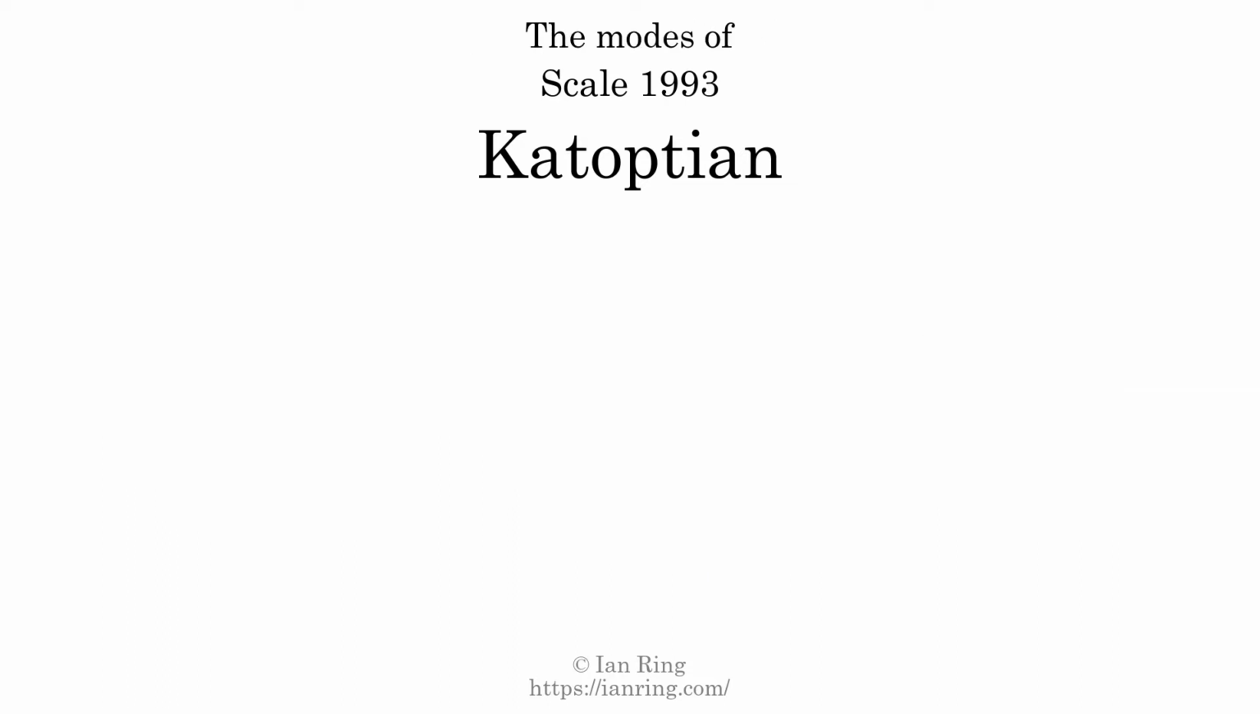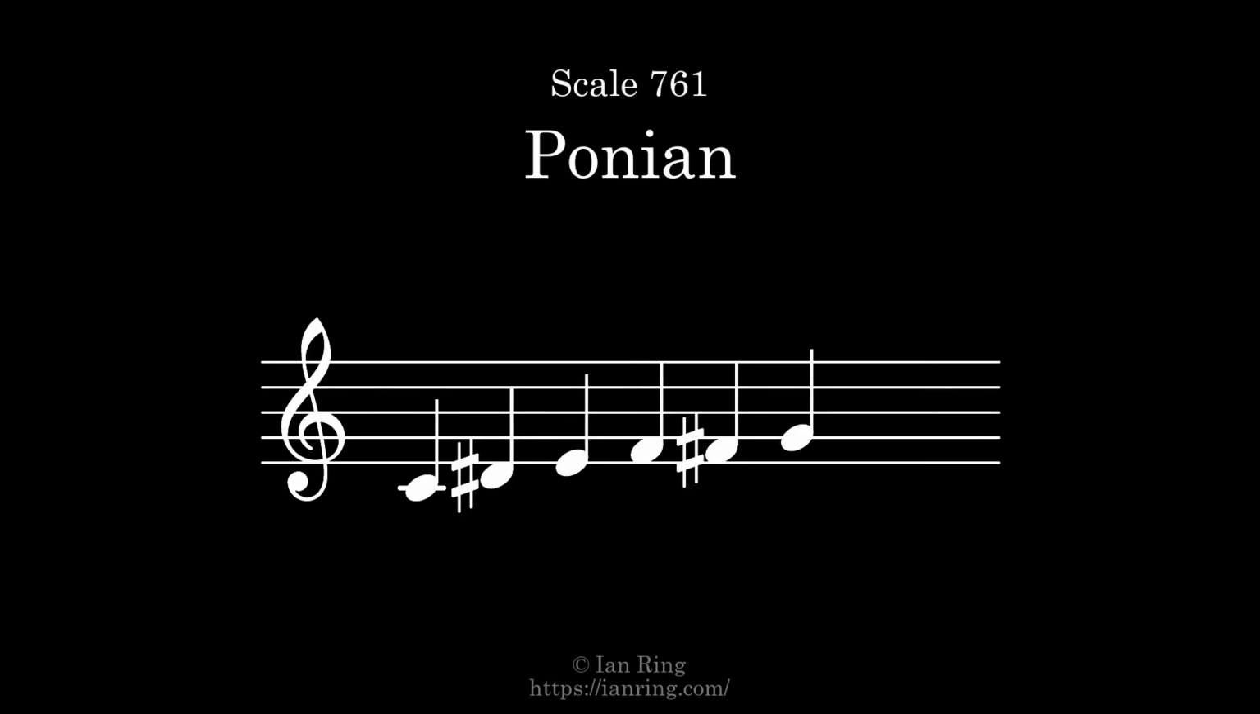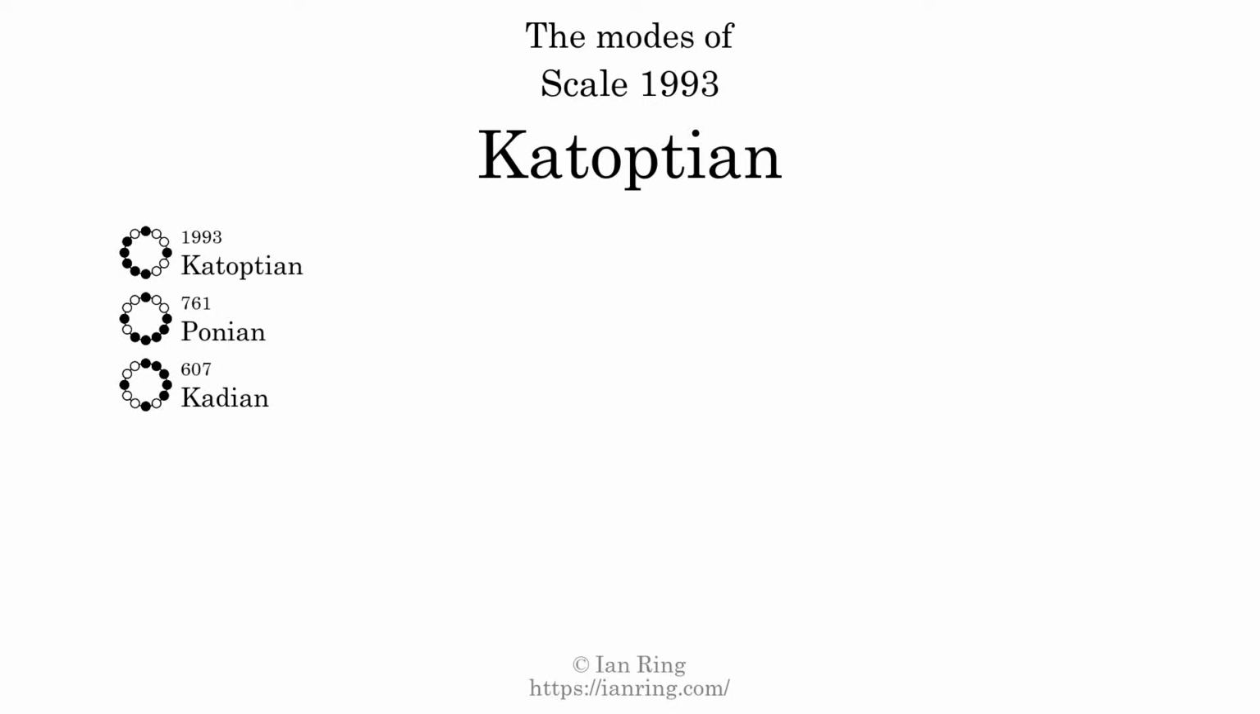This scale has 7 modes. The first mode is itself. The second mode is scale 761, also known as Ponian. It sounds like this. The third mode is scale 607, also known as Katoptian. It sounds like this.